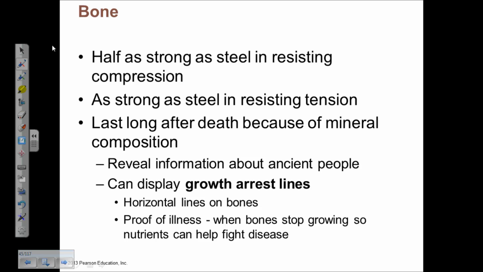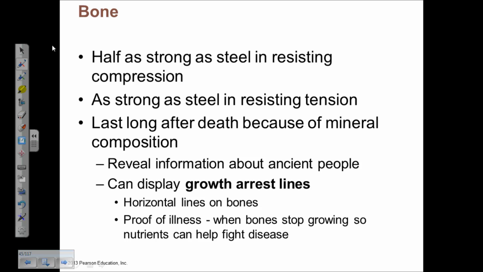In terms of the strength, bone is half as strong as steel when we speak about compression, and as strong as steel if we speak about tension. To give you a theoretical example, if you take a human femur, and we find a way to put it vertically, and find a way to put some kind of platform on top of it, you can put a car on top of that platform and the bone will not break. So that is pretty strong.